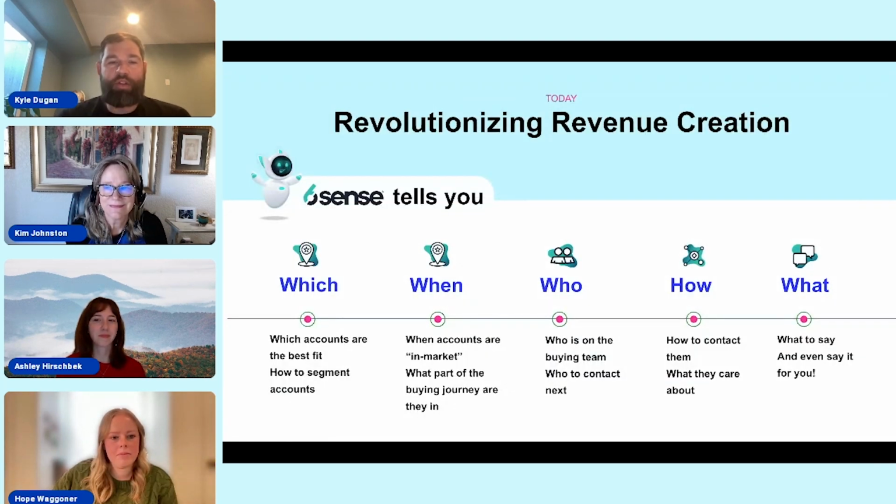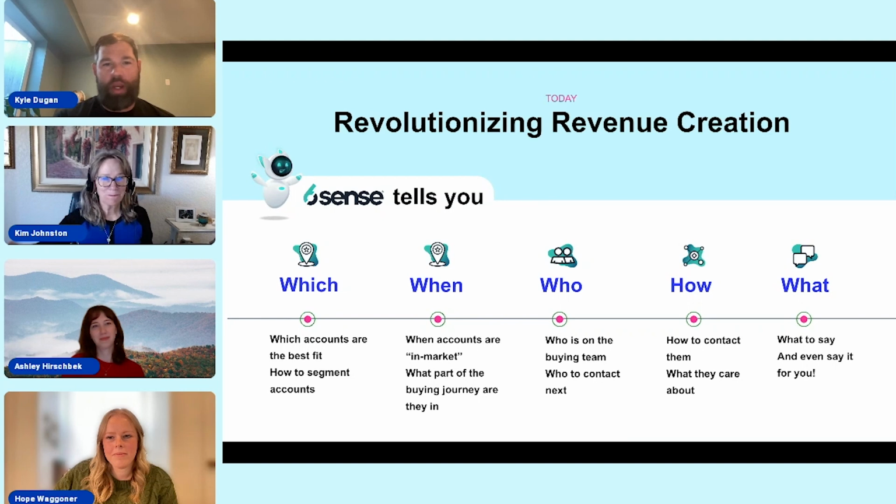So what Sixth Sense really tells you is which, when, who, how, and what. That goes back to which accounts are the best fit to go after. When should these accounts be gone after, when they're in market, so when they're ready to go through these stages, whether it's purchase, decision, consideration, or awareness? Who is the right person on the buying team to contact? How to contact them? And then also what, and that is what to say. And thanks to generative AI, sometimes it's even saying it for you. So that's a little bit about Sixth Sense.